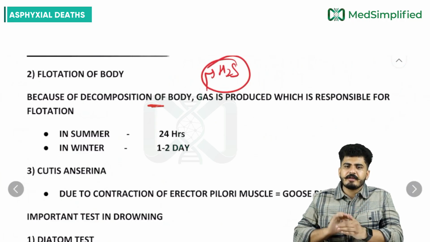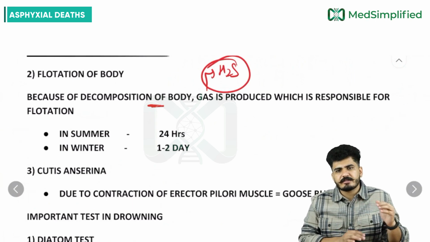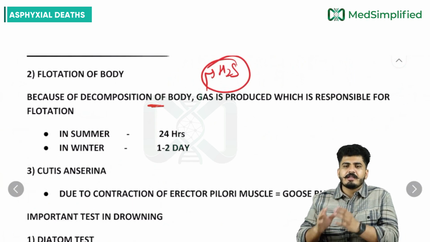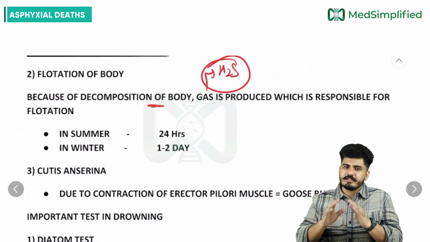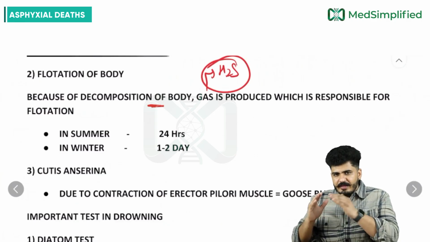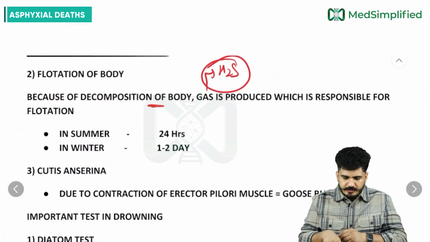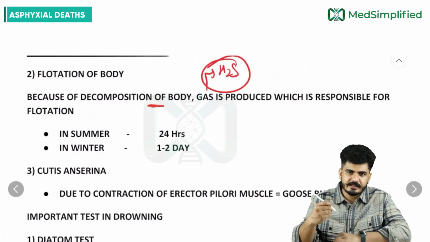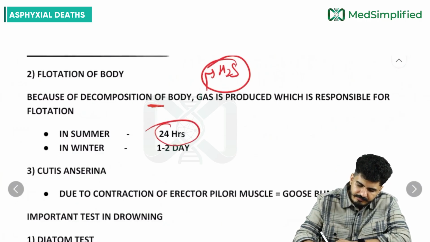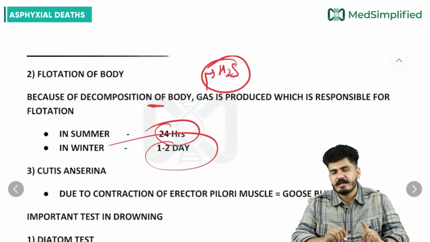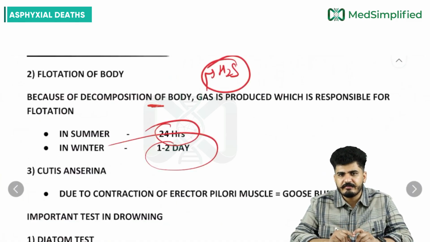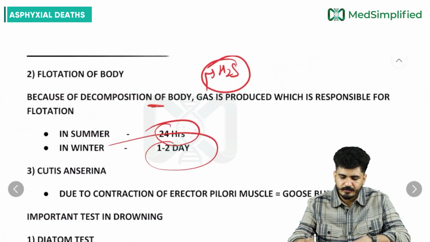In the winter, where the biological reactions are slow because of the climate, the gas production is also a bit delayed. That is why flotation is also delayed. So we can see right here, sir, in the summer it is 24 hours, in winter it is 1 to 2 days. Summer 24 hours and in winter it is 1 to 2 days.